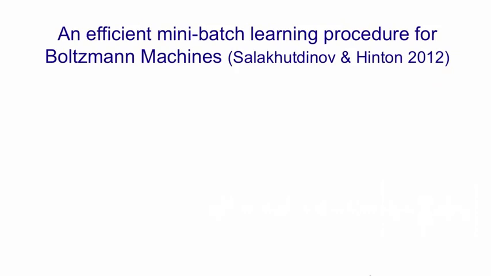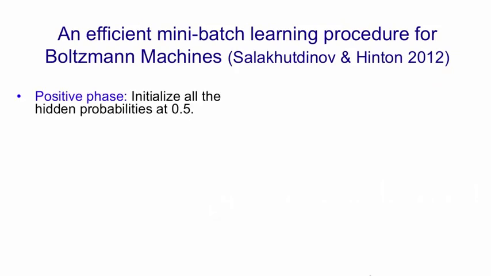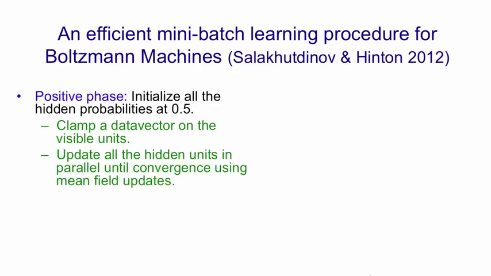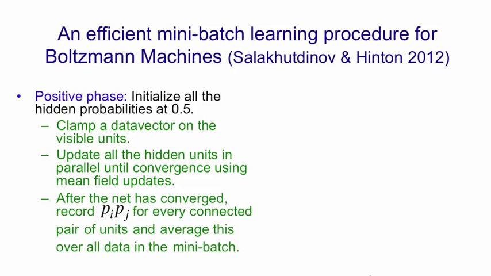Now we can get an efficient mini-batch learning procedure for Boltzmann machines. And this is what Russ Salakhutdinov realized. In the positive phase, we can initialize all the probabilities at 0.5. We can clamp a data vector on the visible units, and we can update all the hidden units in parallel using mean field until convergence. And for mean field, you can recognize convergence when the probabilities stop changing. And once we've converged, we record p_i p_j for every connected pair of units.